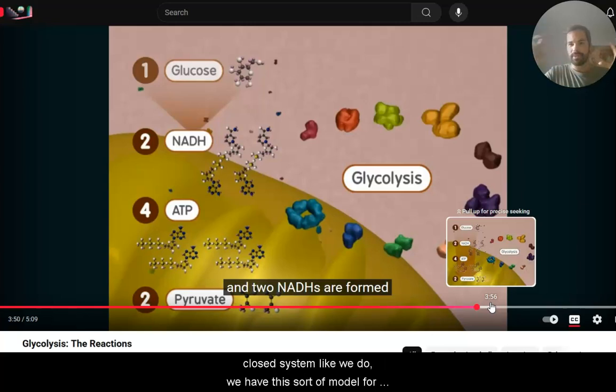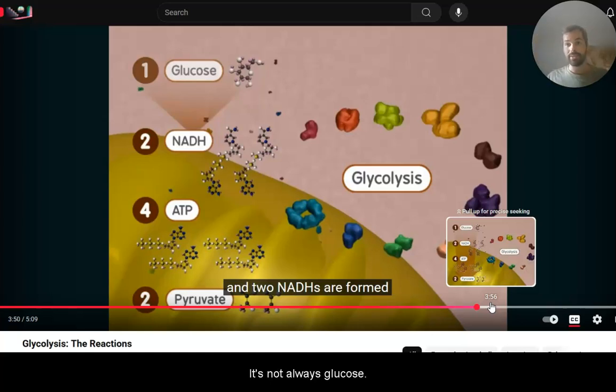We have this sort of model for how this metabolic pathway normally occurs. We have our energy consuming and our energy producing sides of glycolysis, these different stages. But it's important to remember that there's all sorts of other molecules. This is occurring within the cytosol of the cell, just within the general soupiness of the cell, and there are other molecules in there that can get incorporated.